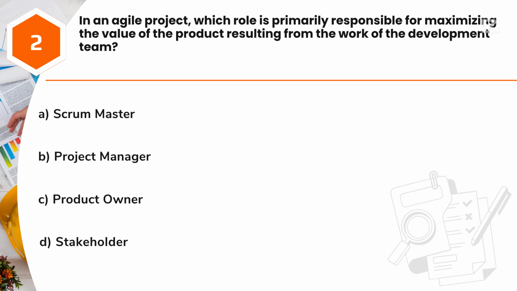Question 2. In an Agile project, which role is primarily responsible for maximizing the value of the product resulting from the work of the development team? A. Scrum Master. B. Project Manager. C. Product Owner. D. Stakeholder.